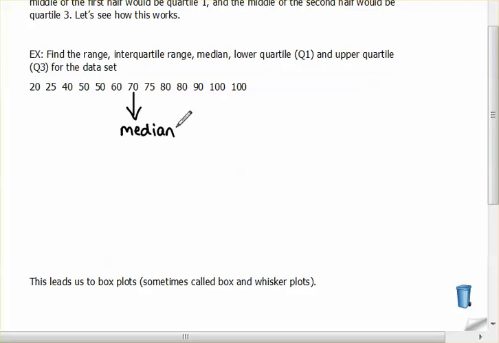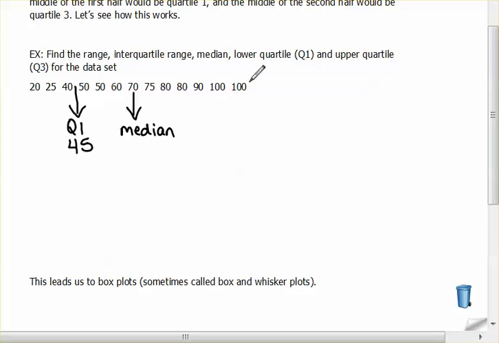Now, looking at just the first half of the data, I want to find the middle, and it would be right smack dab in between these two values. That would be my first quartile or the lower quartile, depending on what you want to call it. But it's right smack dab in the middle of here, so I would have to figure out what's in the middle. I'd have to add these two up, so 40 plus 50 would be 90, divided by 2 would be 45. So my lower quartile, or quartile 1, is the number 45.